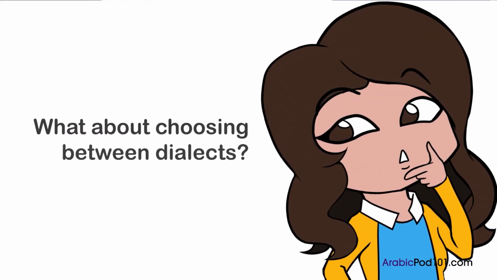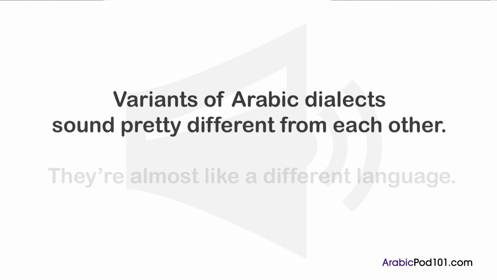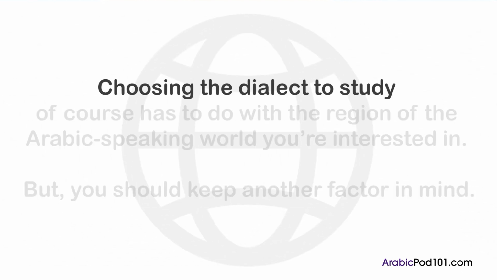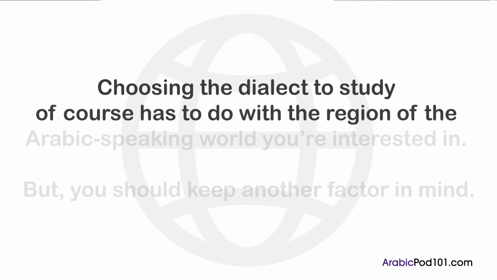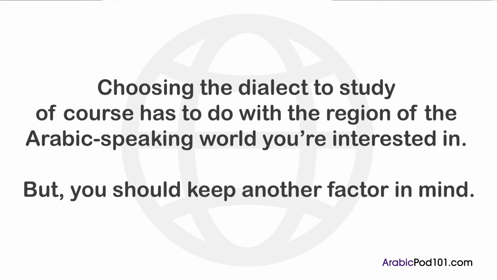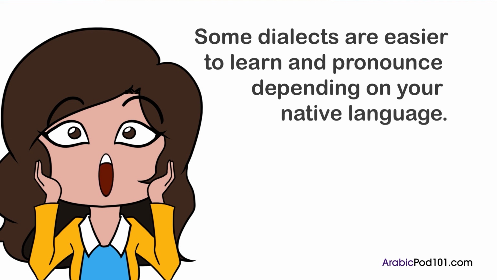What about choosing between dialects then? Variants of Arabic dialects sound pretty different from each other. They're almost like a different language. Choosing the dialect to study, of course, has to do with the region of the Arabic-speaking world you're interested in, but you should keep another factor in mind. Some dialects are easier to learn and pronounce depending on your native language.